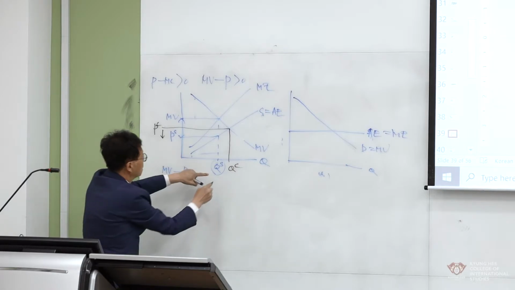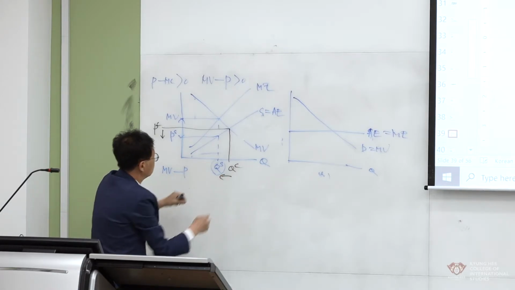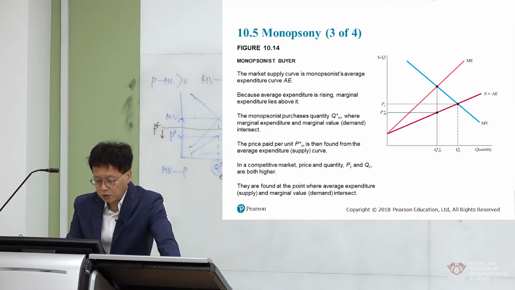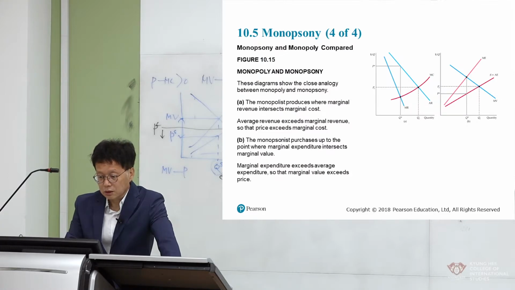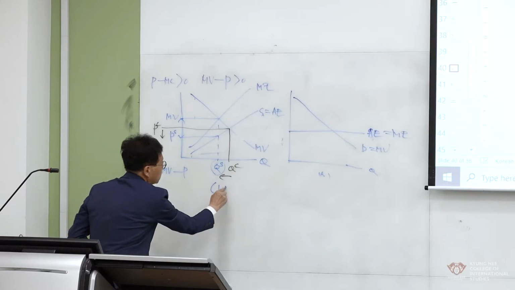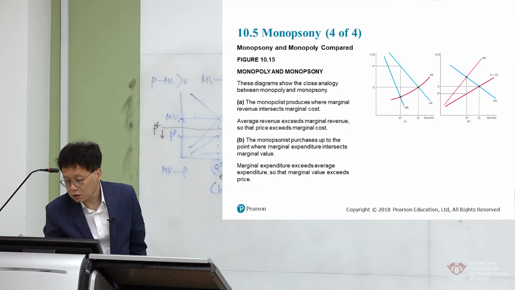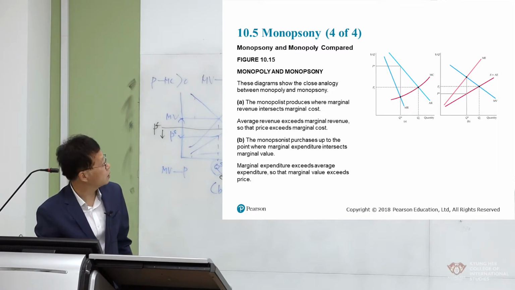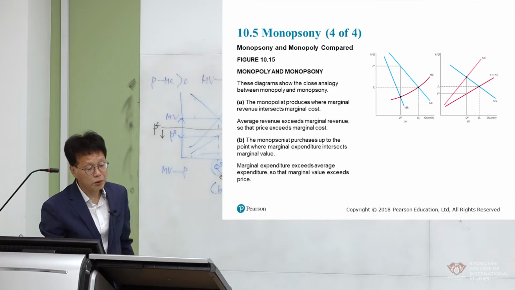In the monopsony case, consumption and demand decrease. Okay? They are found at the point where average expenditure and marginal expenditure intersect. So look at this: monopsony and monopoly compared. The monopsony case is panel B in figure 10.15. And what is the monopoly case?